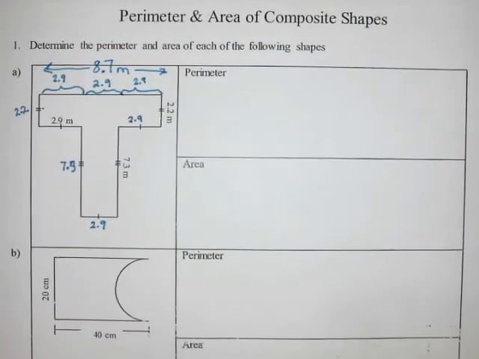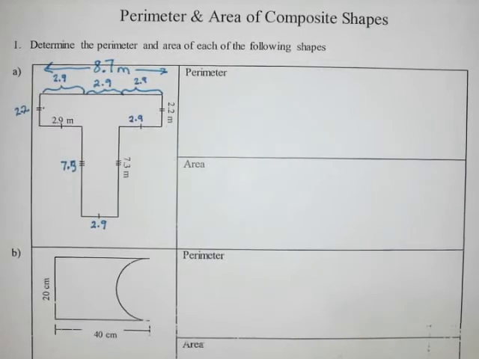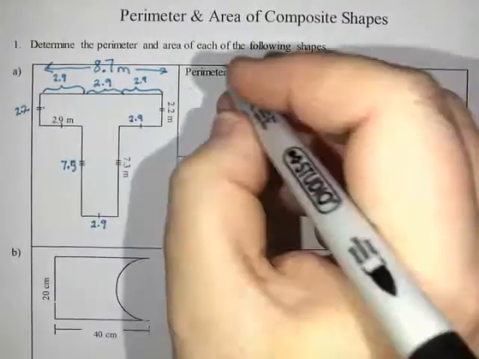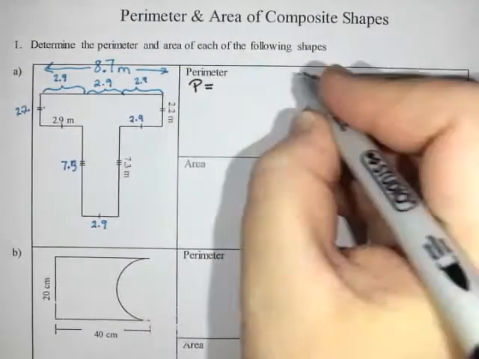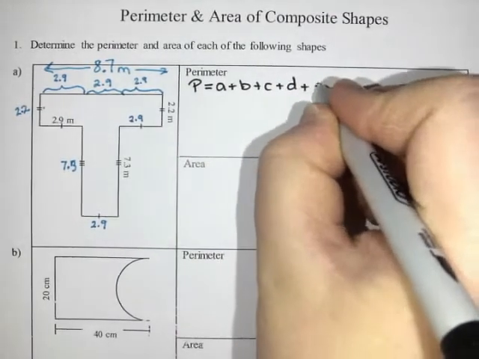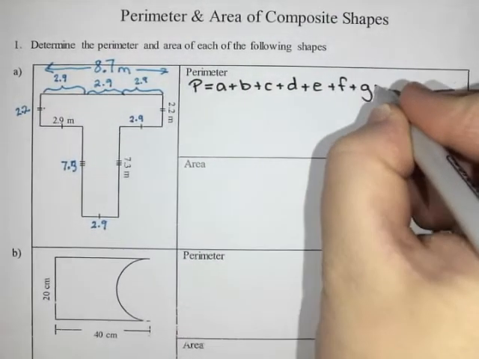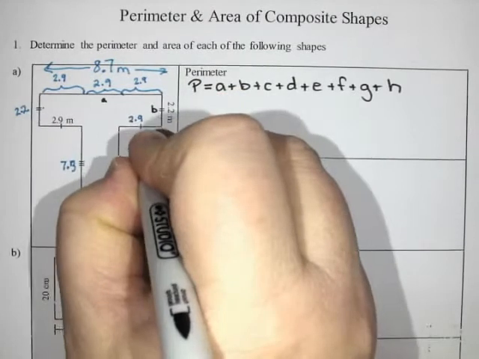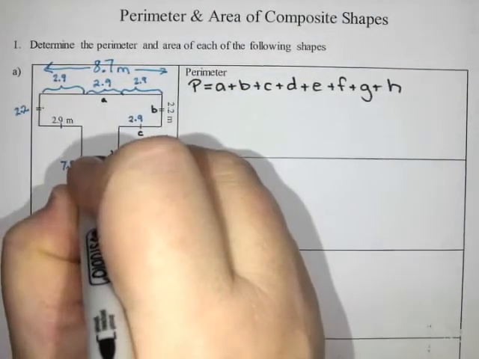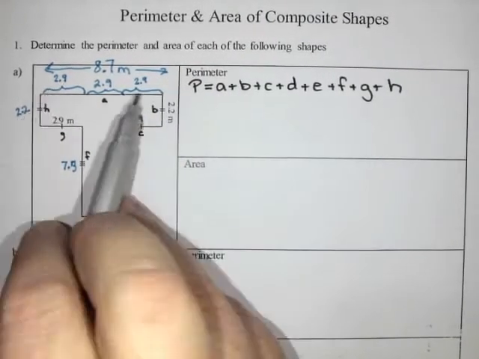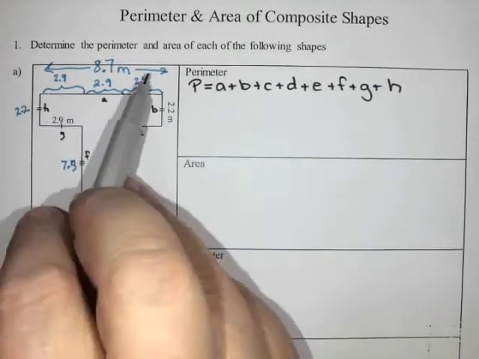When I go to calculate the perimeter, I'm just going to add all of the sides together. Since I don't really have a formula from the formula sheet, I'm going to make up my own formula. This has 1, 2, 3, 4, 5, 6, 7, 8 sides, so I'm going to make up a formula that uses 8 letters: A plus B plus C plus D plus E plus F plus G plus H. I'm going to call each of these sides A, B, C, D, E, F, G, and H. When I do A, I'm not going to do the 3 individual 2.9s. I'm just going to do 8.7.